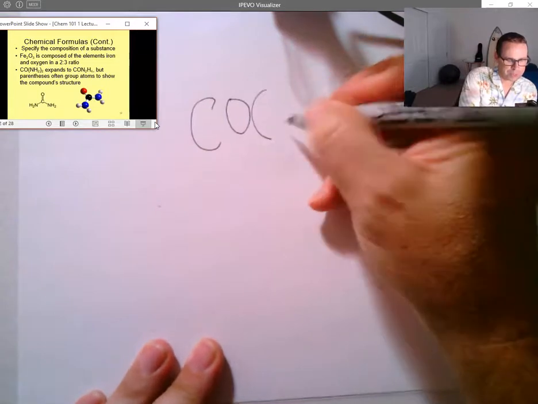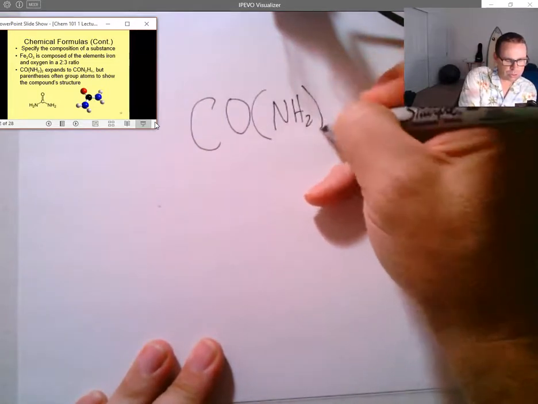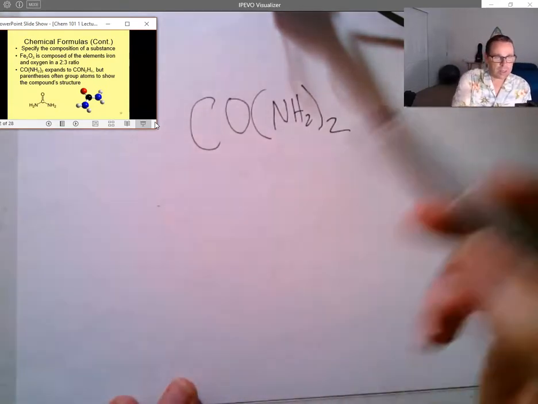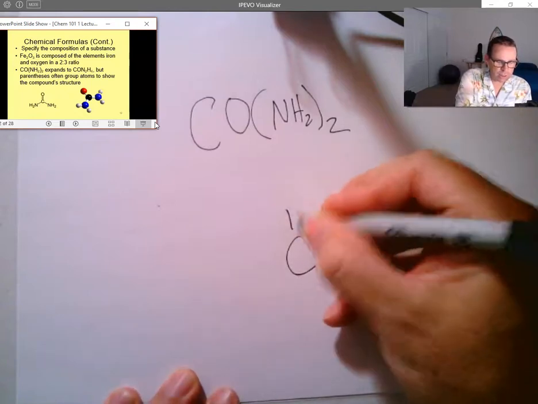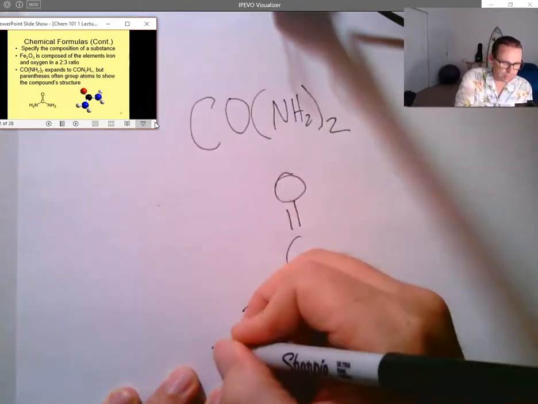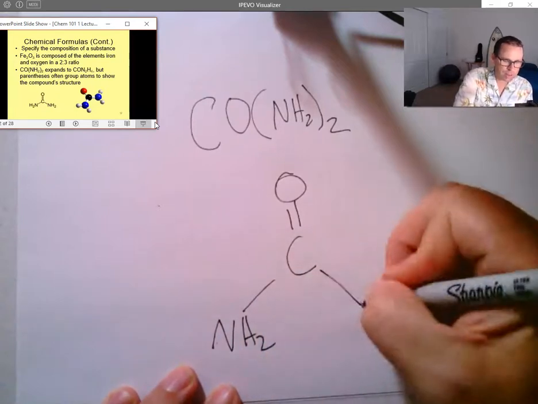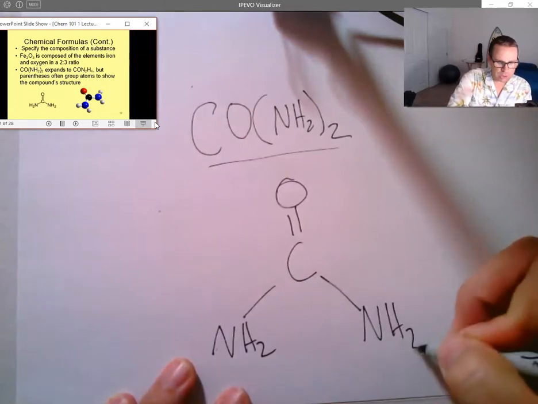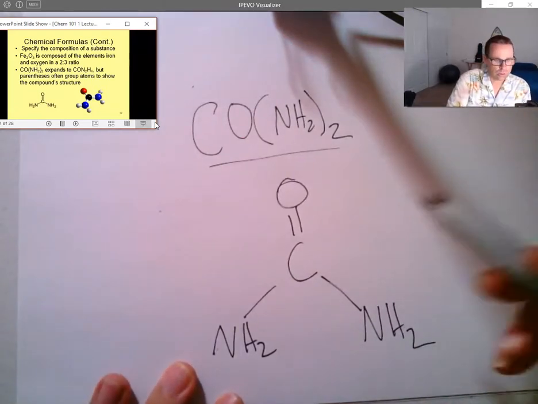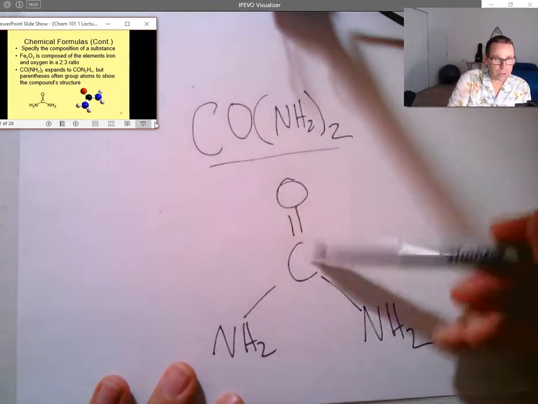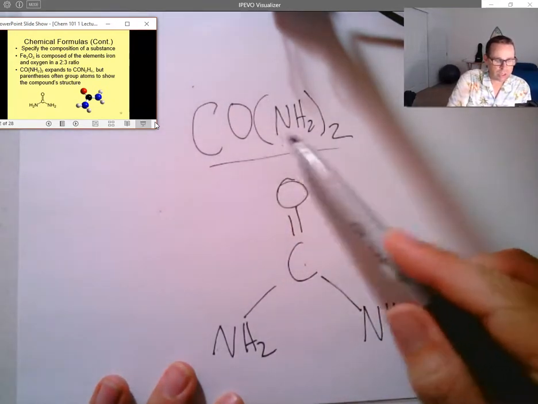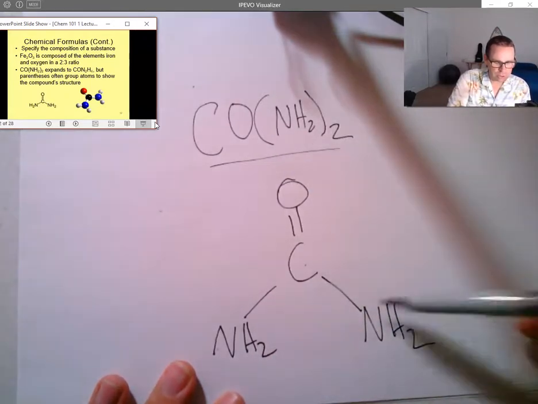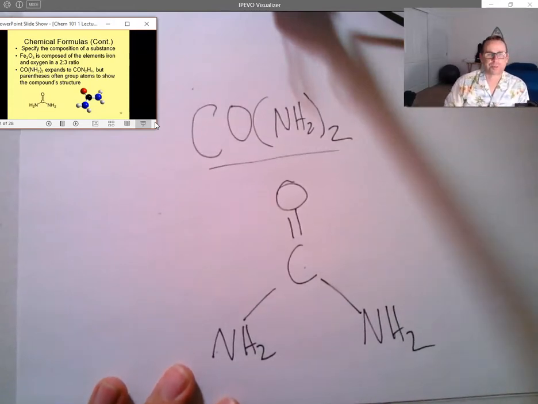CO, inside parentheses, NH2, and then a 2. And then the compound itself looks like this, and you don't have to worry about this for now, but you might be able to see why the chemical formula was written the way it was by looking at its structure. What we have here is CO, and then we have NH2, but that NH2 is in parentheses, and so we're having 2 NH2 groups.